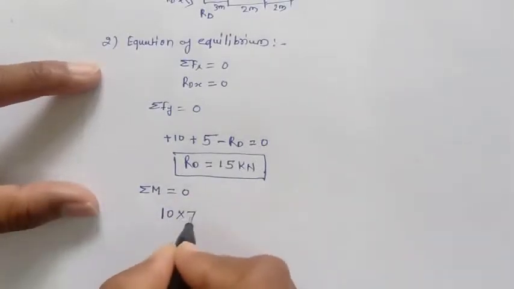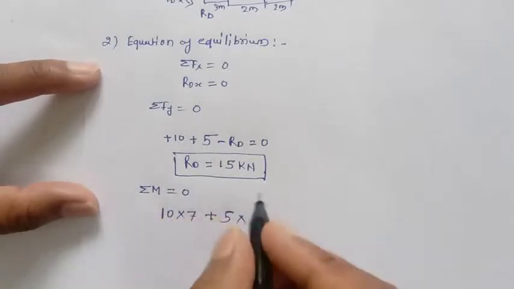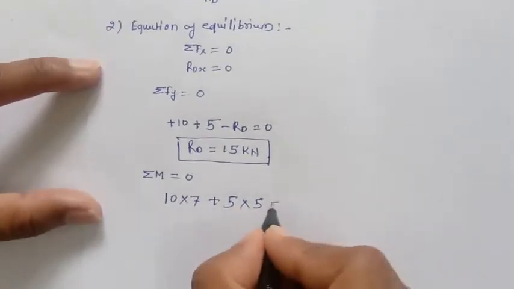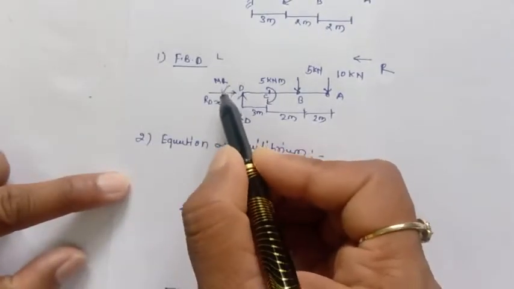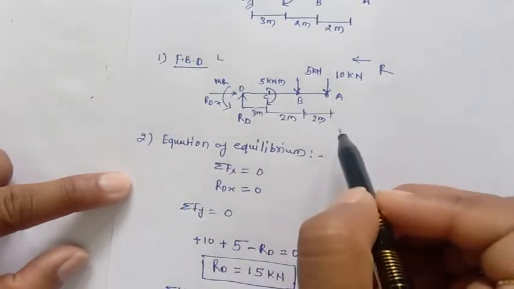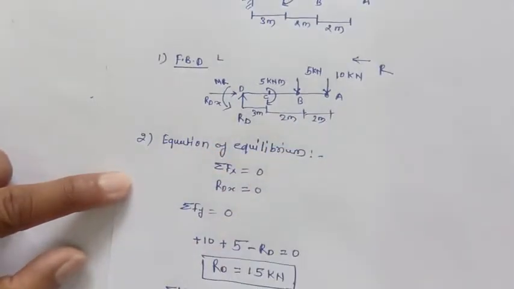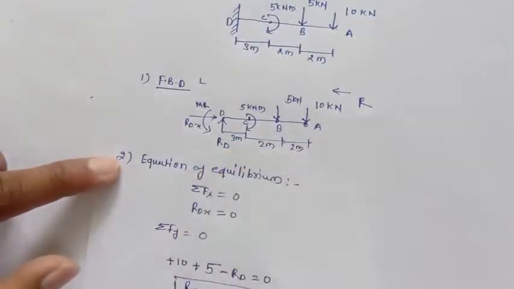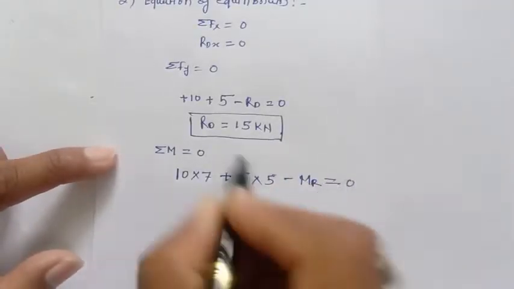So 10 into 7, this clockwise positive, then 5 clockwise into 3 and 2, 5 meter. And in this cantilever beam, the counter rotation is there which supports this beam against going downward, because these vertical forces try to bend this beam downward, so this counter moment will try to resist it. Because its moment is anti-clockwise, we are taking here minus MR equal to 0.